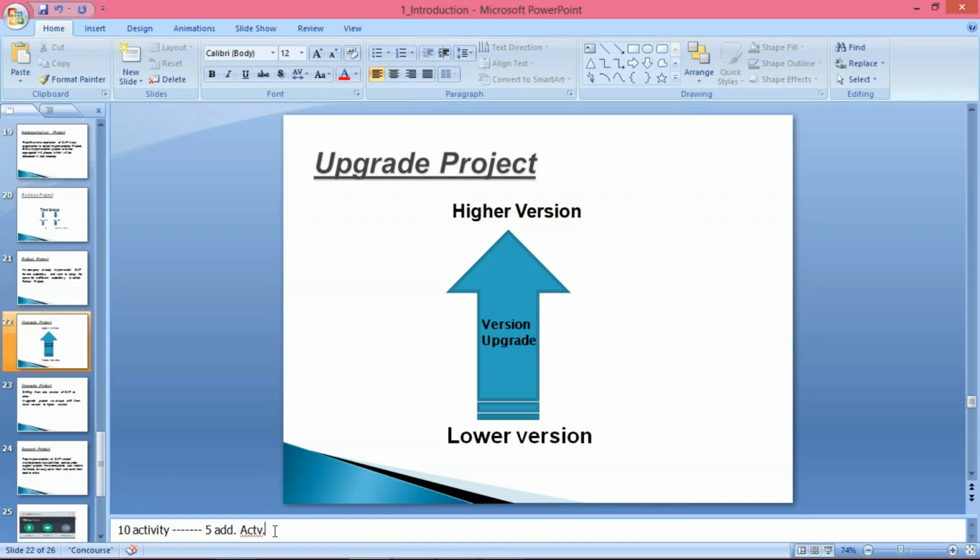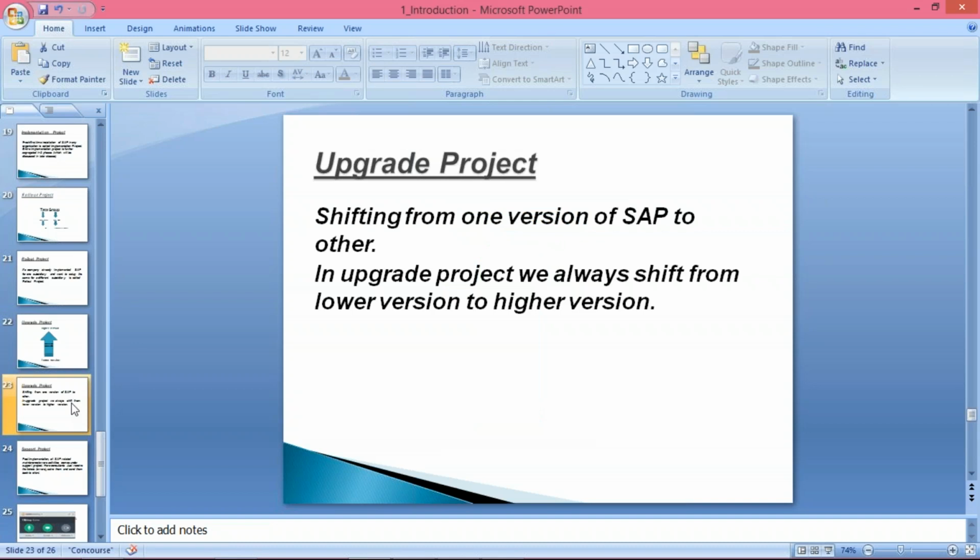In the simplest way, I'll not go into that much detail right now because we are in theoretical explanations. So in an upgrade project, what is happening? We are going to upgrade the version, and it will always be from a lower version to a higher version. The definition of upgrade project is shifting from one version of SAP to another. We always shift from a lower version to a higher version.